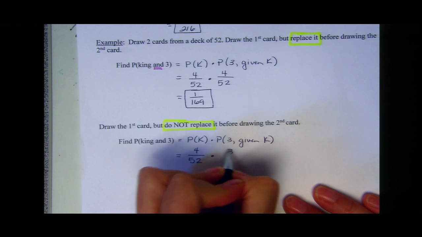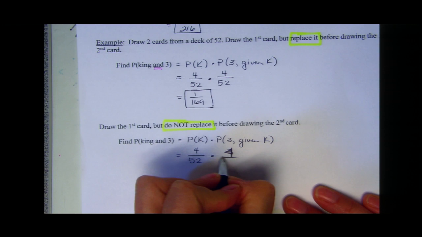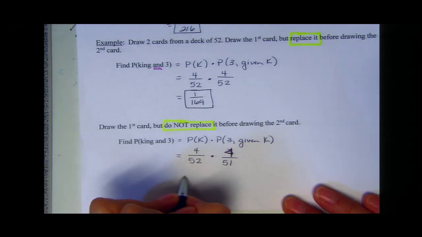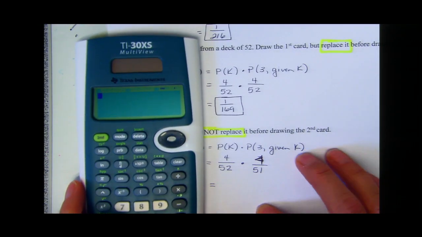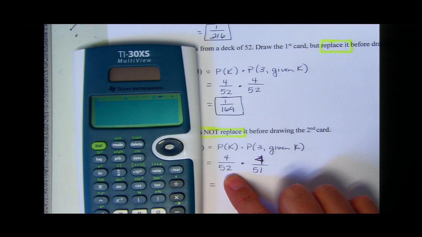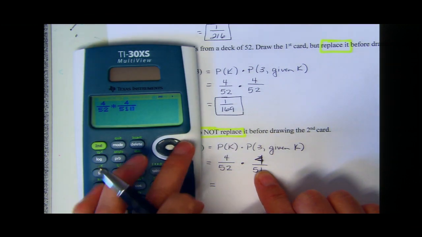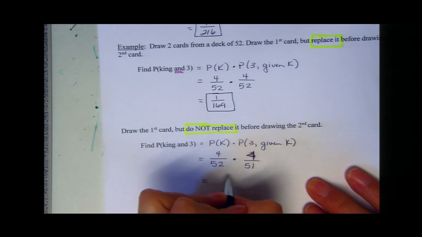Well, there are 4 3s in the deck of cards, but there are only 51 cards left. So I'm going to go to my calculator and do 4 fraction 52 times 4 fraction 51 equals, and it reduces to 4 over 663.